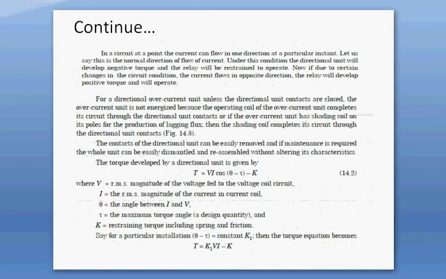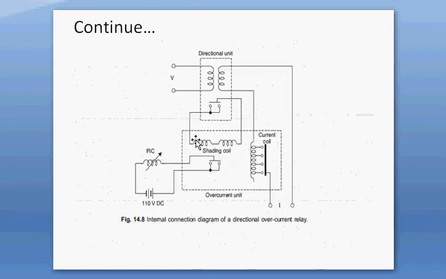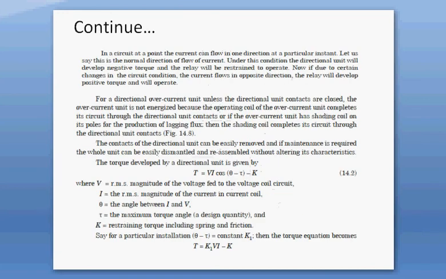Also in this diagram we can see that until and unless the directional unit contact is closed, the overcurrent unit circuit is open and the shedding coil circuit is also open, so it will not energize. So in order for the overcurrent unit to be energized, the directional unit contact needs to be closed first. Now consider that current flows in the normal direction. That particular direction is considered as the normal direction. The torque developed by the relay will be negative and it will not operate. If by any means the direction of current reverses, the torque developed is positive and the relay will operate.